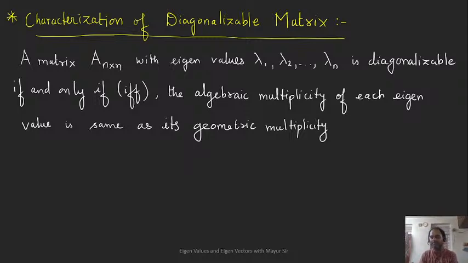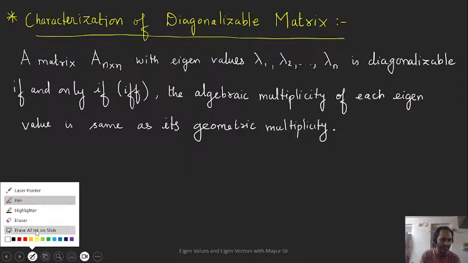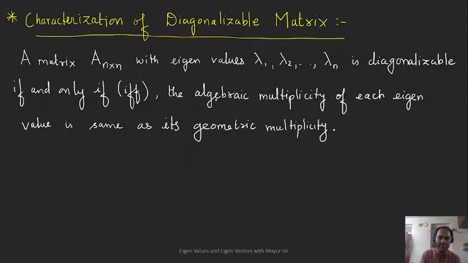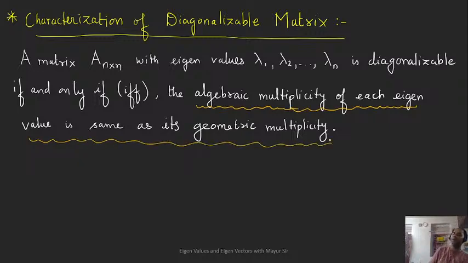Okay, this is the main characterization. Now please underline this thing that is very important here, that is this algebraic multiplicity of each eigenvalue is same as the geometric multiplicity of each eigenvalue. This is the thing which will save us and help us from all the loopholes during the question.